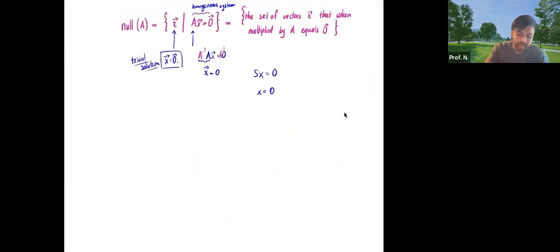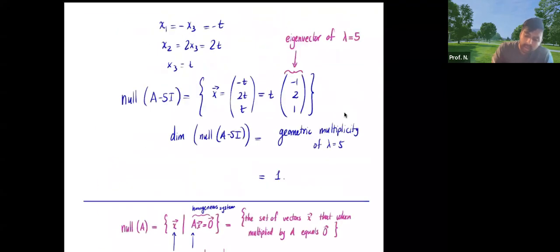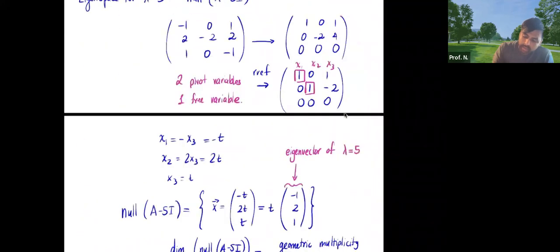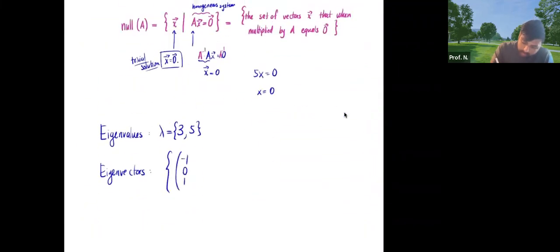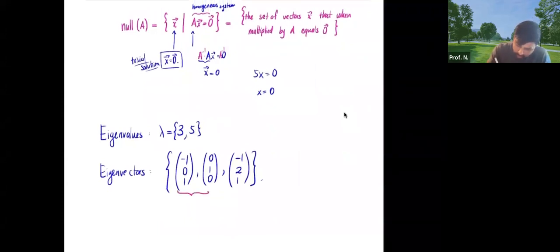Okay, so now we're pretty much done. I just want to write it out again. The eigenvalues are 3 and 5. The eigenvectors: negative 1, 0, 1 and 0, 1, 0, and the other one is negative 1, 2, 1. Of course, these two here are from the lambda equaling 3 eigenspace, and this one here is from lambda equaling 5.